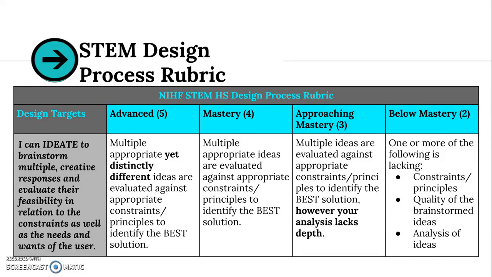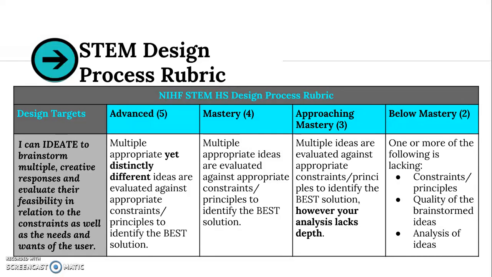Grading-wise, for this step in the design process, your design target is that you can ideate to brainstorm multiple creative responses and evaluate the feasibility in relation to the constraints as well as the needs and wants of the users. So for a 4, we're looking that you have multiple appropriate ideas and they're evaluated against appropriate constraints and principles to identify the best solution.